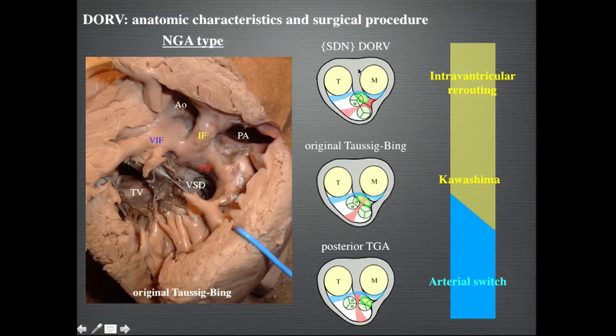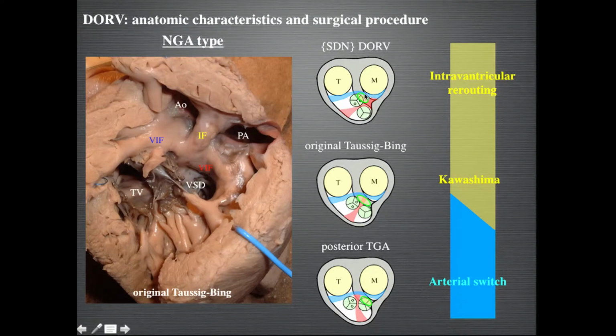This is much different from the normal relation of the great arteries and also posterior TGA. So I think it is important before the operation that the surgeon and the cardiologist know about this arrangement. Where is the infundibular septum? Where is the interventricular septum? What is the angle? That is very important also for the arrangement of the great arteries.